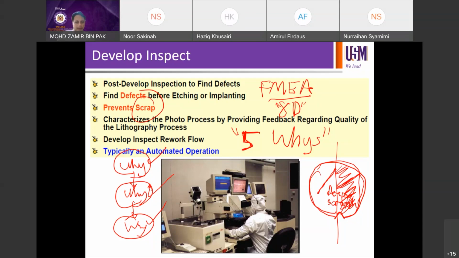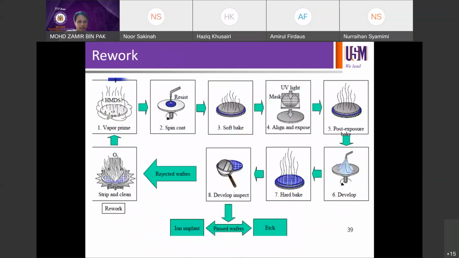So there are many more problems that we can discuss later on. So let's just finish this rework, and then we stop for like 10 minutes before we continue with the second session of the second part in lithography. So let's recap. HMDS, we did it for priming, and then photoresist coating, and then we performed soft baking in order to harden the photoresist, drive off solvent, and then we aligned before we expose.